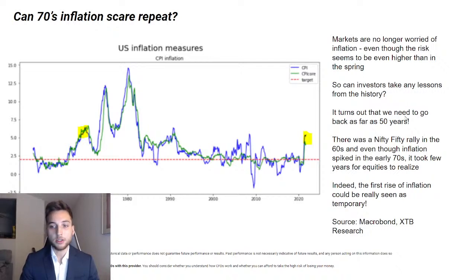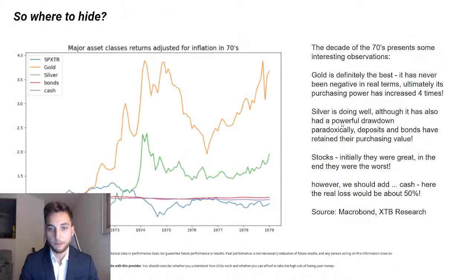It turns out that we need to go back as far as 50 years. There was a Nifty 50 rally in the 60s, and even though inflation spiked in the early 70s, it took a few years for equities to realize. Indeed, the first rise of inflation can really be seen as temporary. That's the real point of view to keep an eye on here.